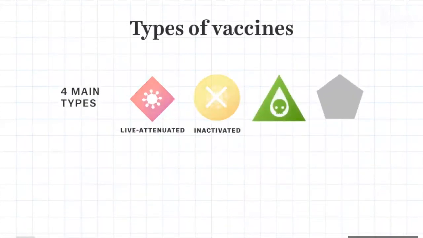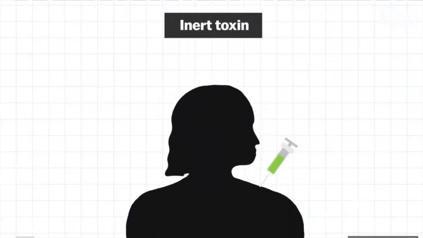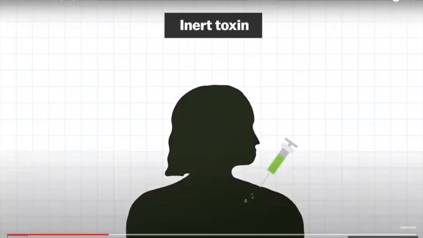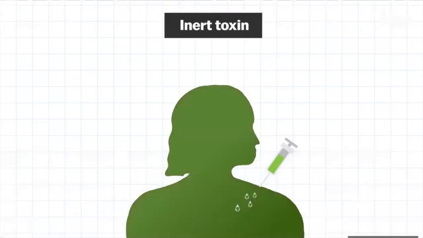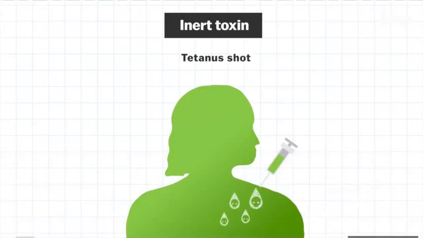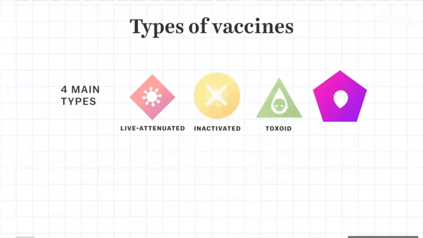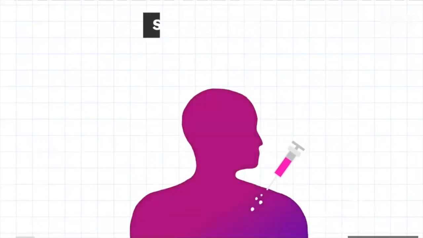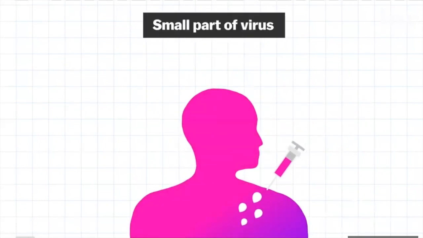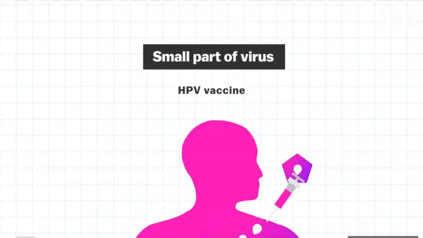Another less common type of vaccine does a similar thing, but uses an inert version of a toxin. So an inert toxin is just a deactivated or chemically dead organism or chemical. Inert just means not active. The most well-known version of this is probably the tetanus shot. The 4th type of vaccine works a little differently because it only uses a small part of the virus instead of the whole thing. Common examples of this would be the hepatitis B vaccine or the HPV vaccine.